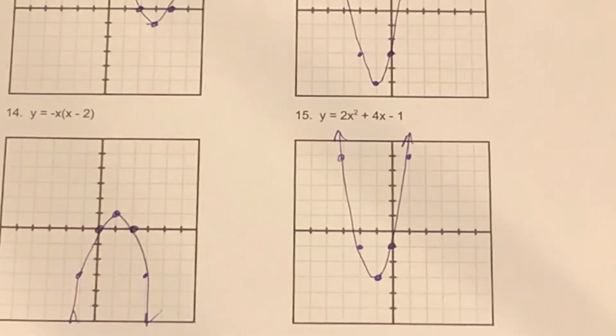In number 15, again, I used my calculator to find the vertex, which was negative 1, negative 3. Notice the A value is 2, so your jumps were doubled. Okay, and that's the case from there. So those are your graphs.